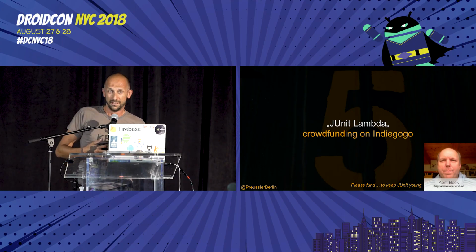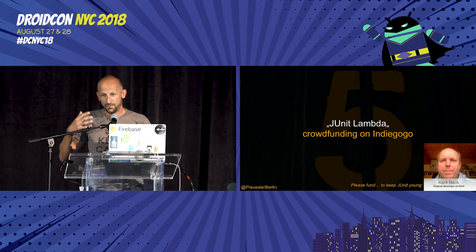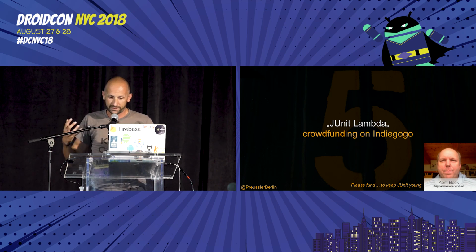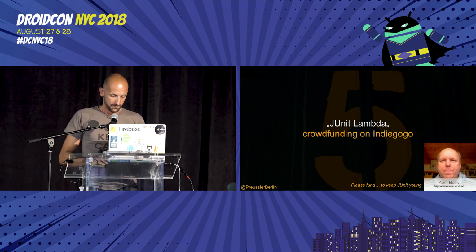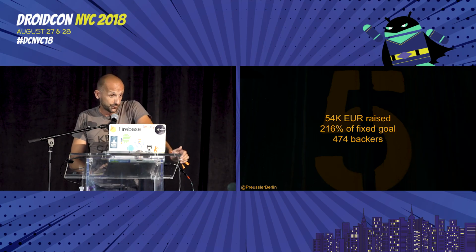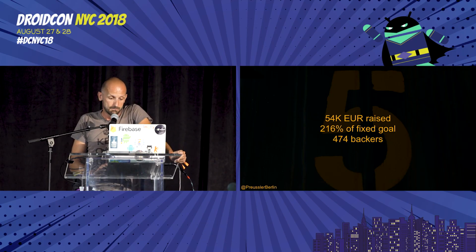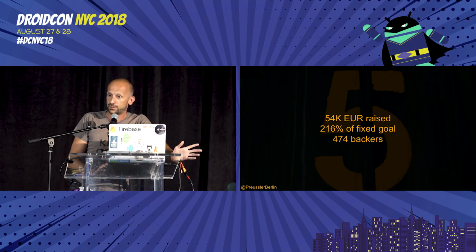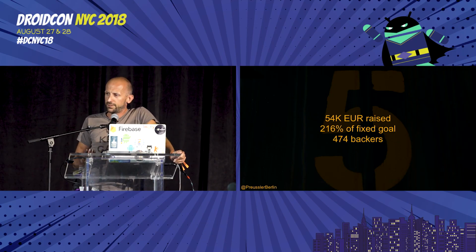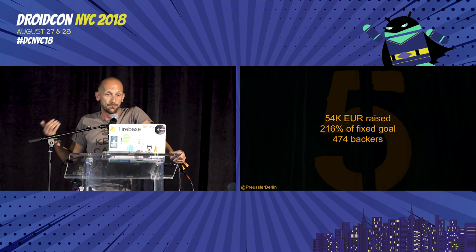Because the idea is that a few developers wanted to fix some things and bring JUnit to the next level, and they needed someone who could do this full time for some time. So they needed some money. And they reached their goal of roughly $60,000, 200% of the actual goal, with nearly 500 backers. So developers were interested in this. Let's look into what the goal of JUnit Lambda was.